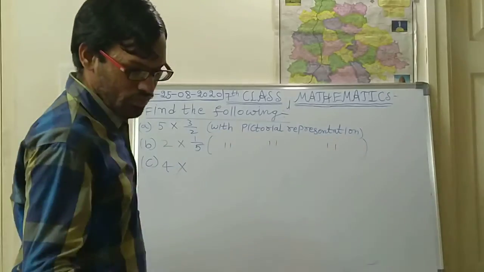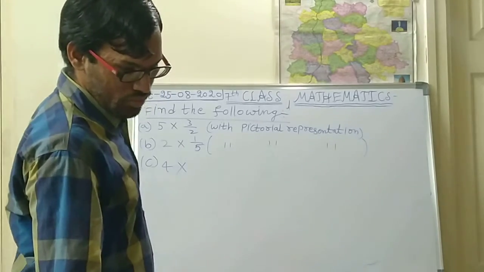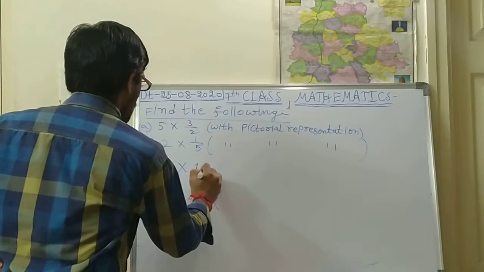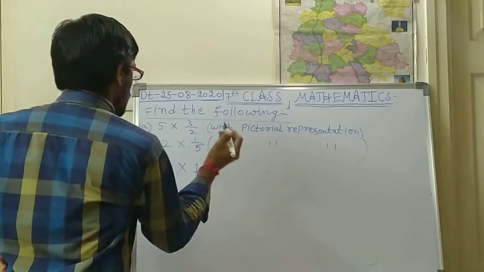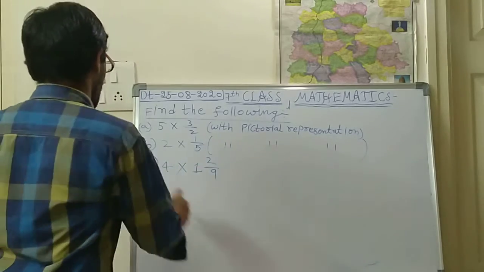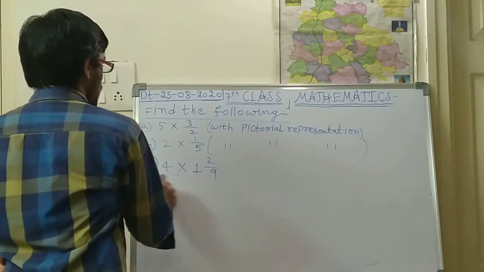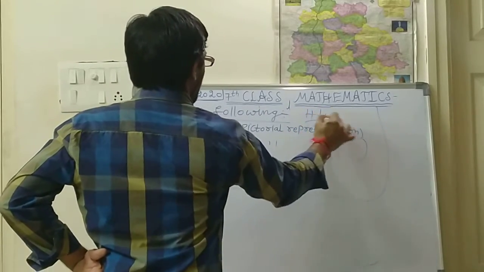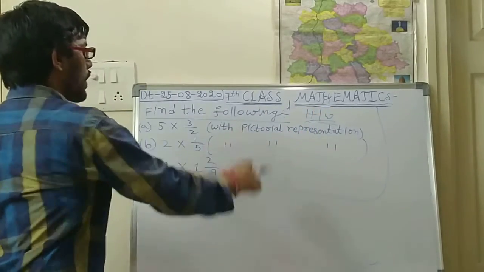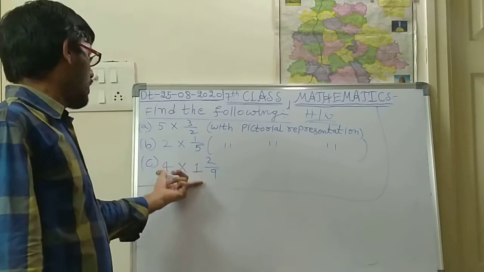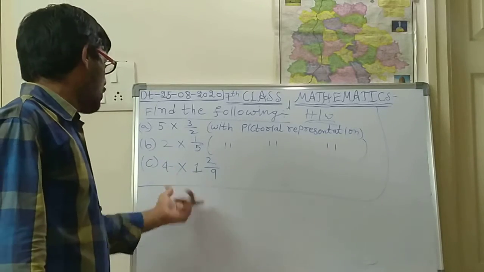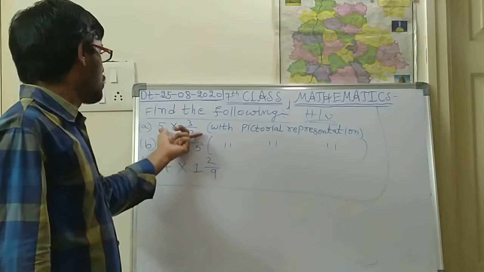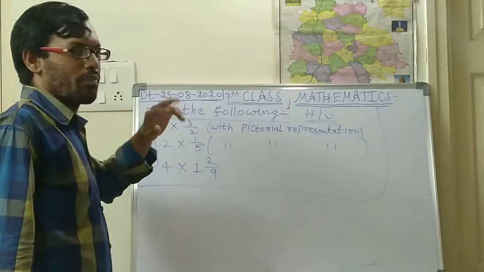Next, C. 4 into 1, 2 by 9. This is not pictorial representation. Okay. So these are the 3 problems, children. Do these 3 problems as homework. In this, 2 are pictorial representation, 1 is normal representation. Normally you do the solution for this. For the other 2 you should do the pictorial representation.